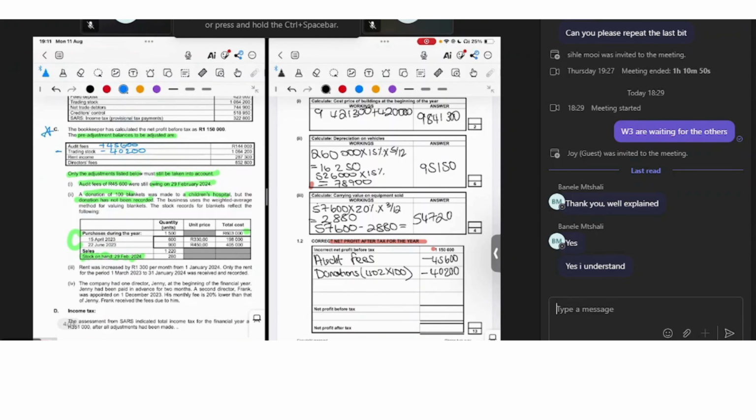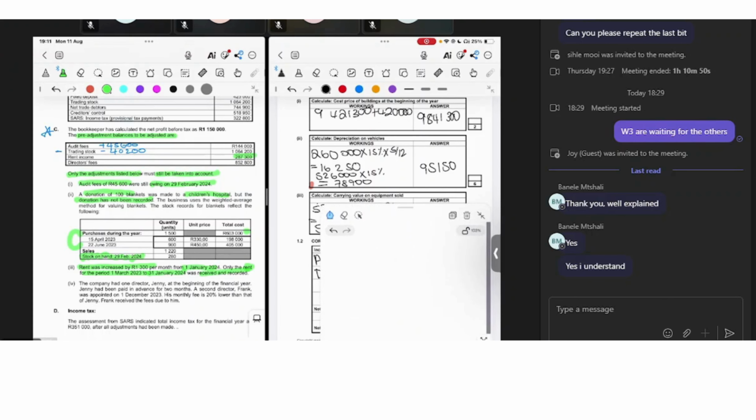Then let's continue. Rent was increased by 1,300 per month from the 1st of January 2024. Only the rent for the period of 1st March 2023 to 31st of January 2024 was received and recorded. Meaning the rent here is for 11 months. It's not for the full year. They haven't recorded February's rent.